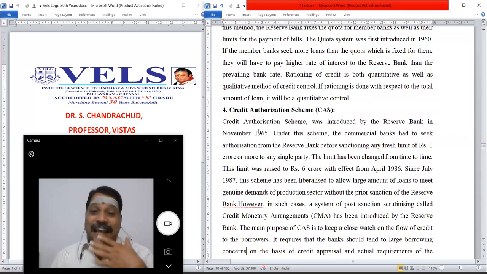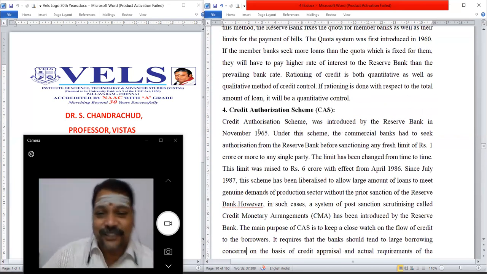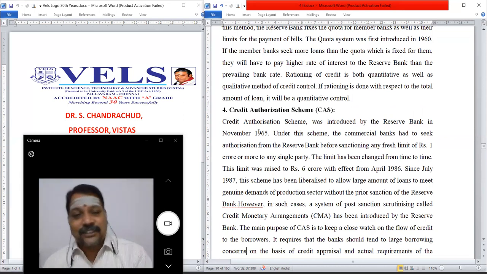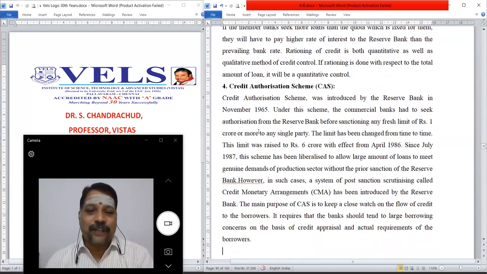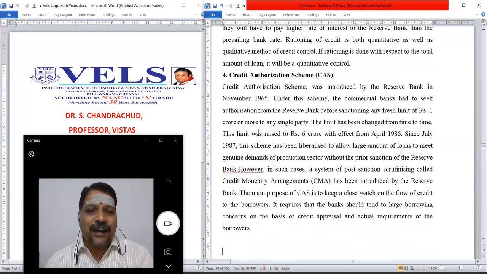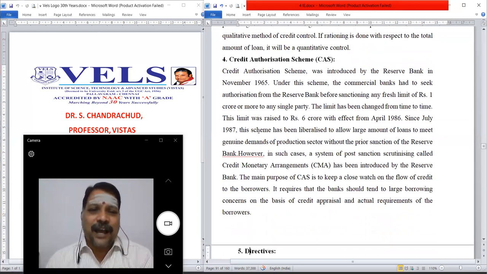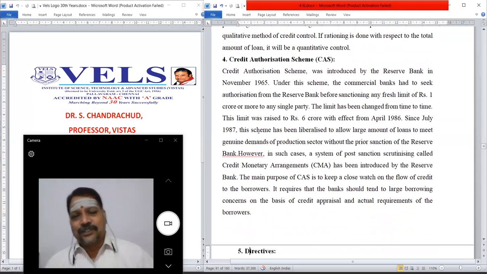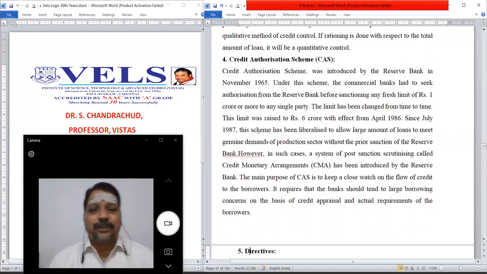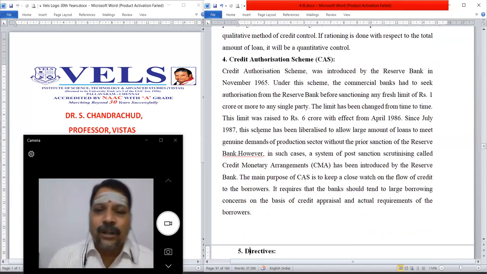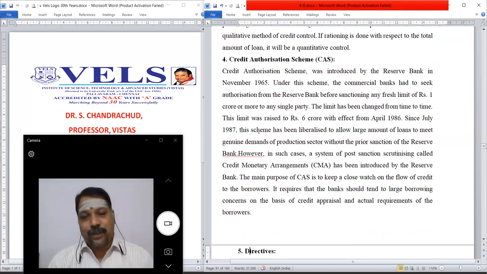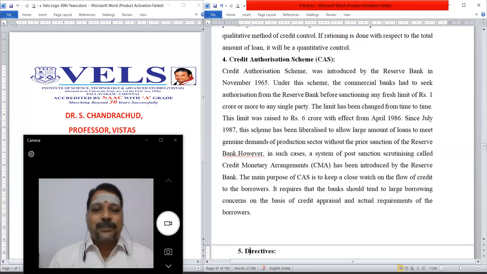Then the next one is CAS, as we said, the Credit Authorization Scheme. The Credit Authorization Scheme was introduced by the Reserve Bank of India in November 1965. Under this scheme, the commercial bank had to seek authorization from the Reserve Bank before sanctioning a fresh limit of 1 crore or more to a single party. When you are giving a loan of more than 1 crore, you have to get permission from the Reserve Bank. The limit has been changed from time to time.